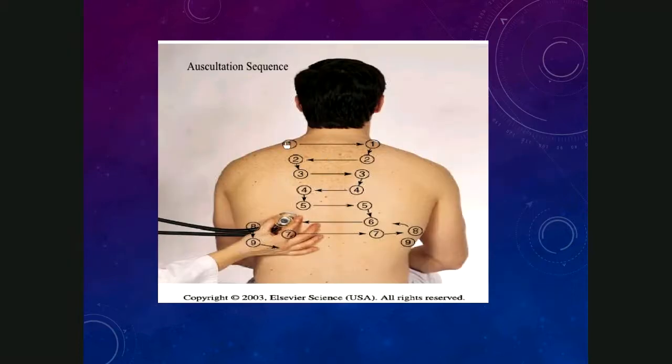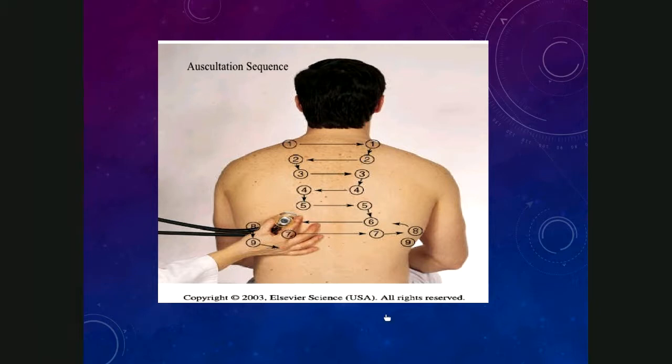And again, there are a number of different ranges as far as like 1 through 9, what people listen to. This is the full assessment. Sometimes you'll do an abridged assessment, meaning you might not listen to all 9 spots, but each time you have the bell on the person's skin, whether it's on the front or the back, they have to take a full breath in and out.